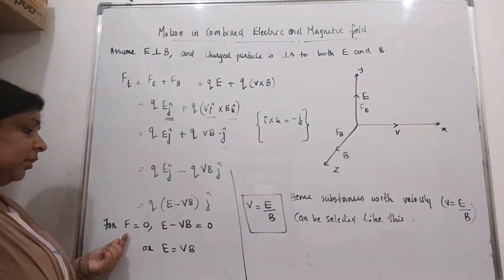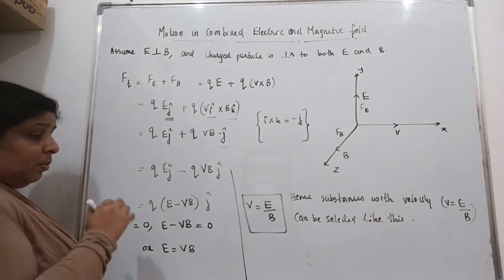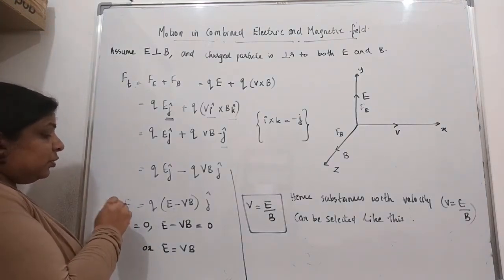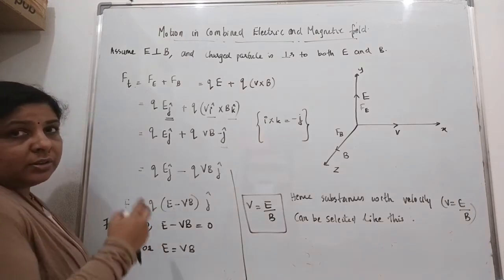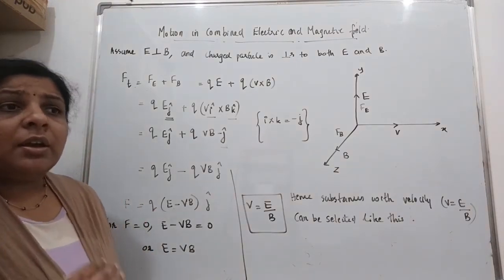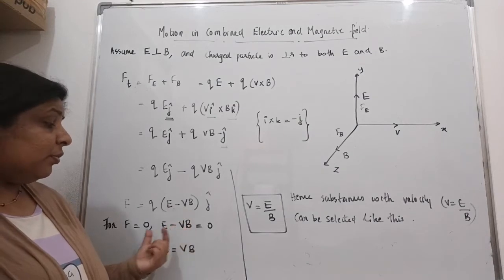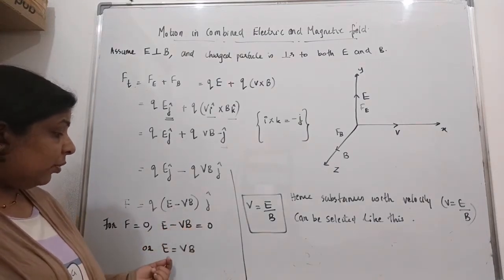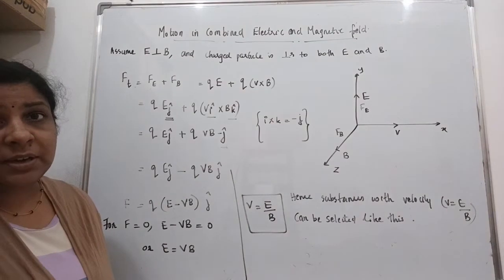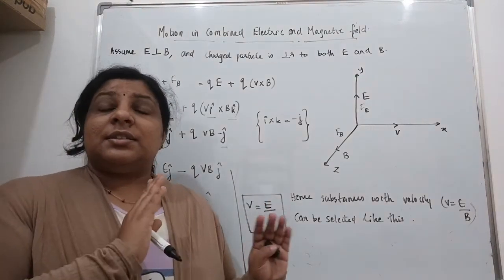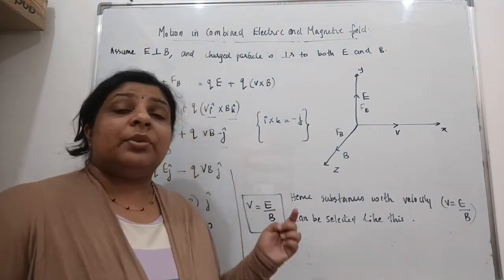Now what we need to know is how to make the force 0. So force will be 0 when Q is 0 or E minus VB is 0. Q can never be 0. All charged particles will have some charge, be it a proton or an electron. So charge can never be 0. So for force to be 0, E minus VB will be 0, or E is equal to VB. From here we get the relation V is equal to E by B. What does that mean? If a charged particle enters this combined electric and magnetic field with a velocity equal to E by B, then force will be 0.